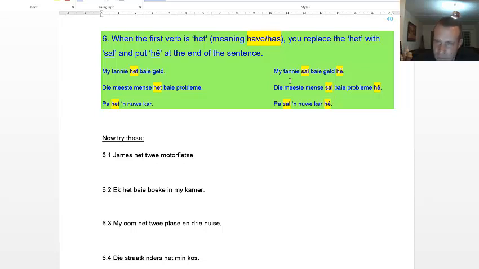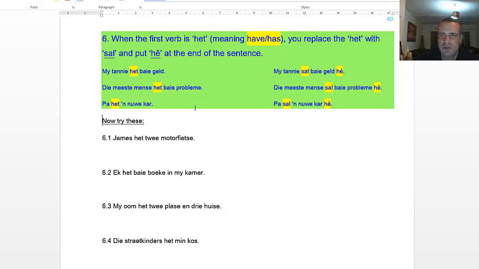Okay, what did we do in past tense? Well, remember we left the het in there, and we put a gehad at the end of the sentence. Remember, for past tense we had het and then we had gehad at the end of the sentence. This is now the same thing, but in future tense. So what do we do in future tense? A little bit easier, I think.